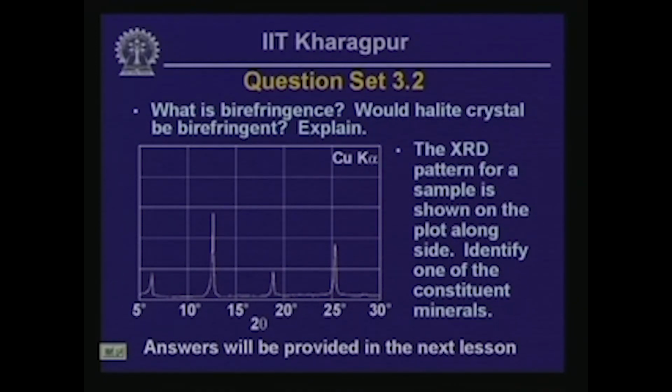So this is the question set with which we are going to close this presentation. The first question is, what is birefringence, and would you expect a halite crystal to be birefringent? You should explain why you say what you are saying. In the second question, you have been given an XRD pattern shown on the left of this slide, and you are asked to identify one of the constituent minerals of this sample.